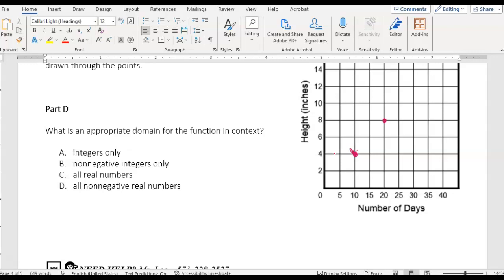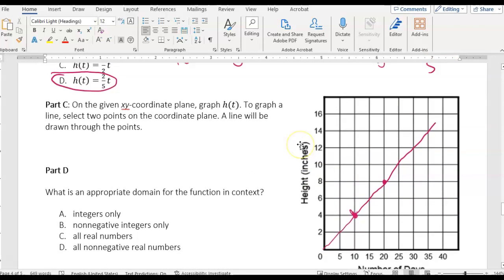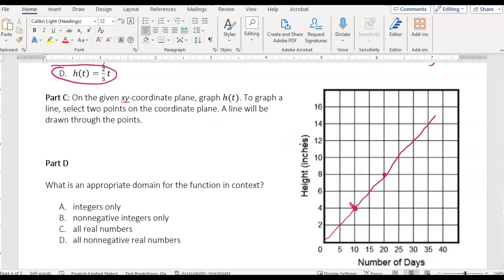So this line is going to go up like that. And you should be able to see that that slope of 2/5 is here as well, right? Because if I go up 2, I'm going over 5. So my rise is 2, my run is 5.